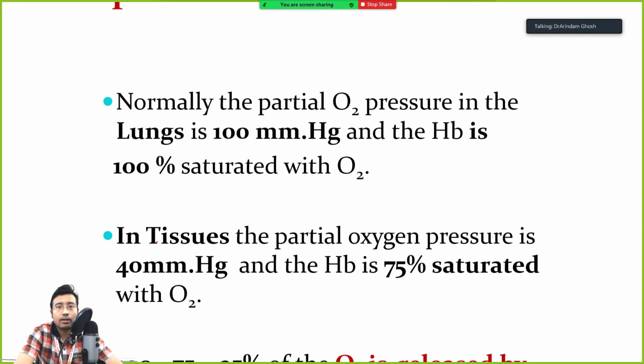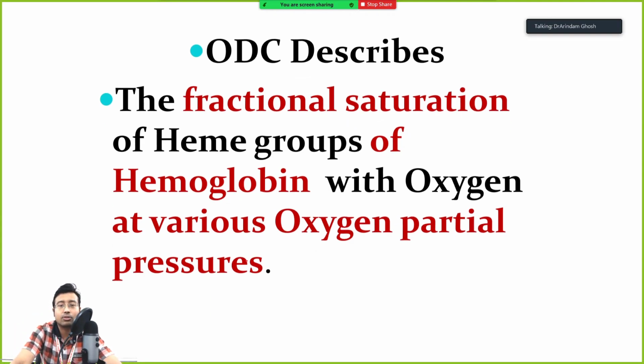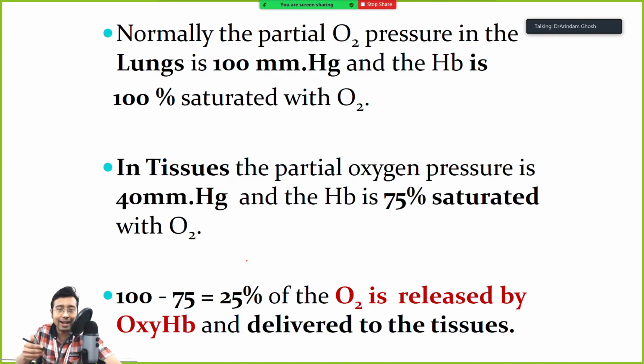So this oxygen dissociation curve describes the fractional saturation of heme subgroups of hemoglobin at various partial pressures. I told you fractional saturation means, suppose 50% has been occupied. That is known as fractional saturation. So 25%, 50%, 75%, that is fractional saturation of hemoglobin. So what actually happens? Normally the oxygen partial pressure in the lungs is 100 millimeter of Hg and hemoglobin is 100% saturated with oxygen. This is at the lungs.